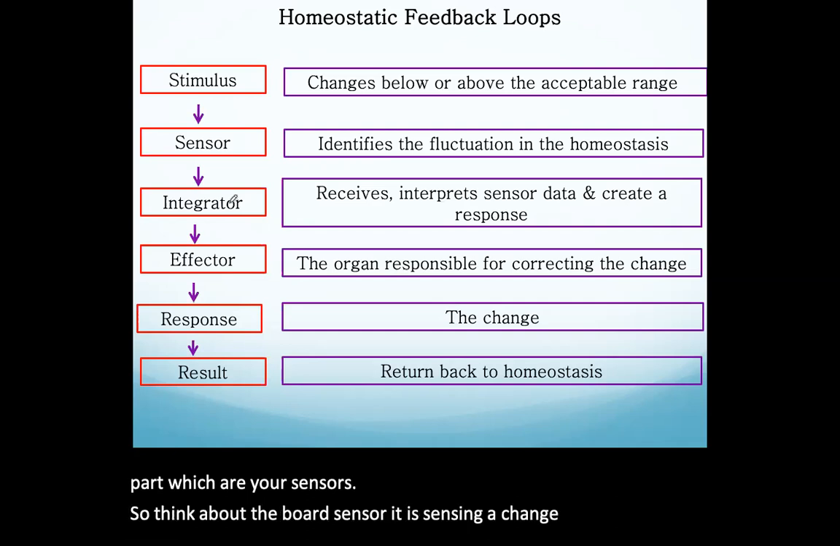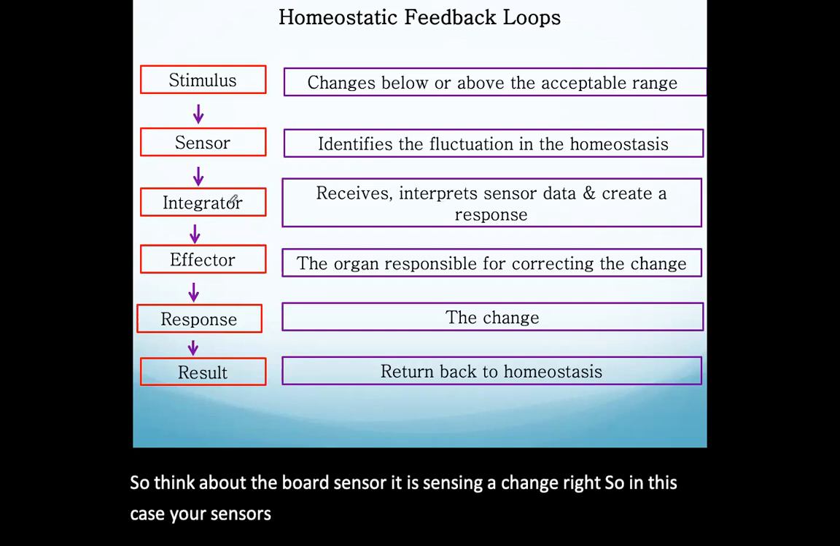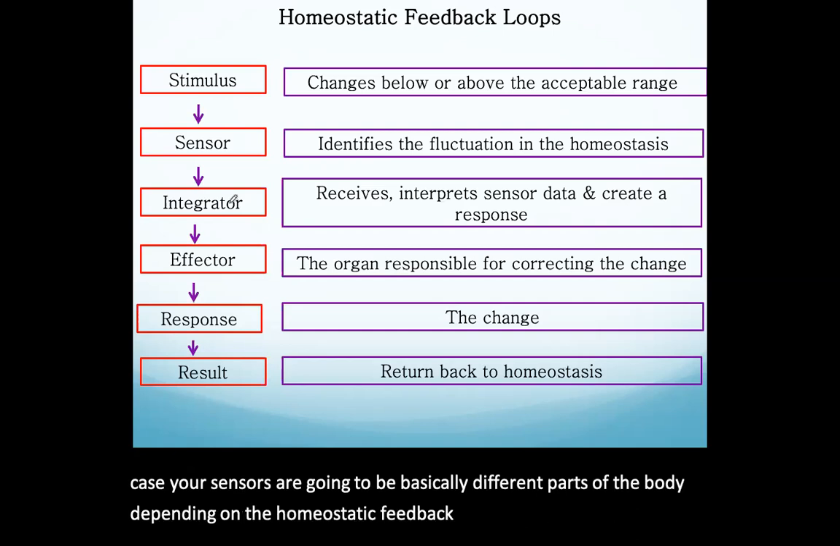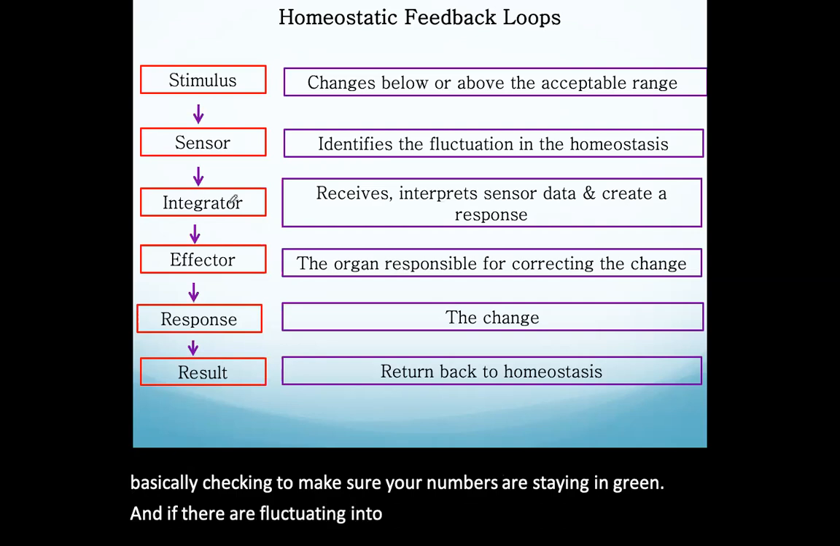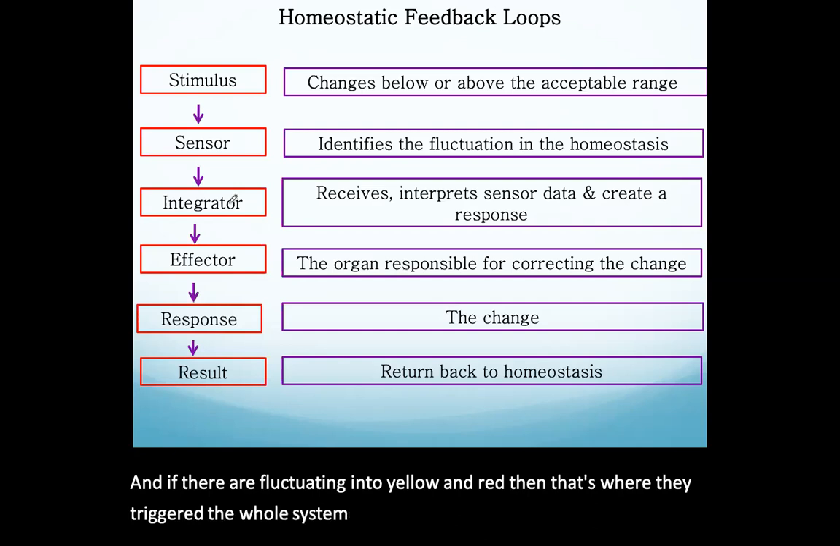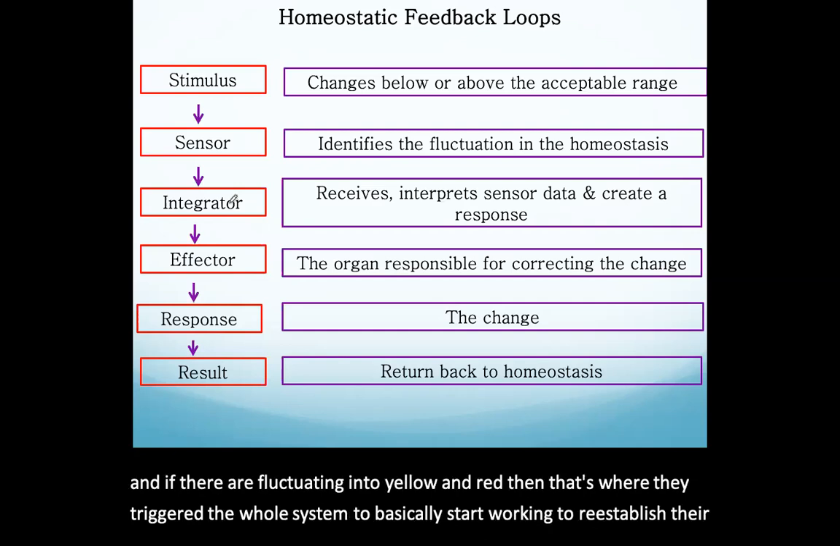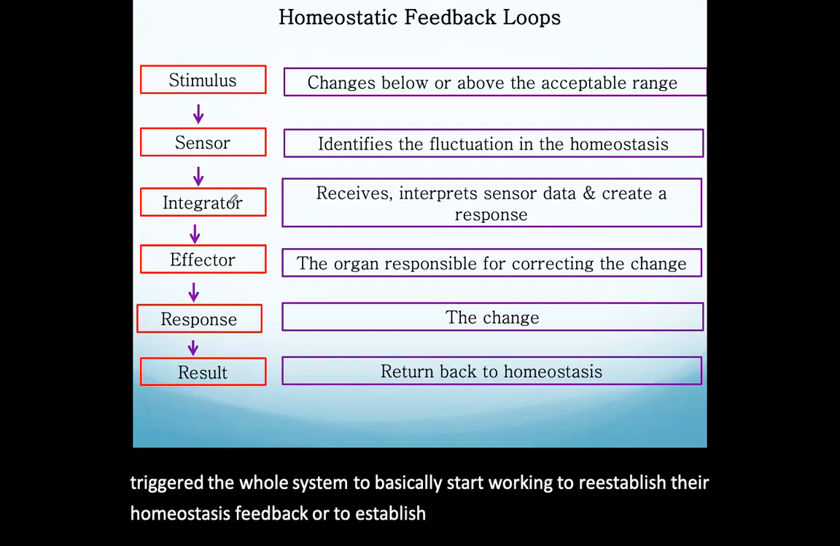It is sensing a change, right? So in this case, your sensors are going to be basically different parts of the body, depending on the homeostatic feedback loop. And these systems are basically checking to make sure your numbers are staying in green. And if they are fluctuating into yellow and red, then that's where they trigger the whole system to start working to reestablish your homeostasis.